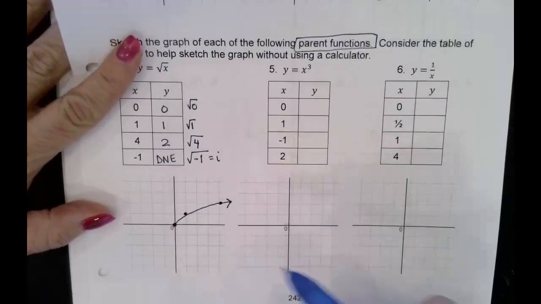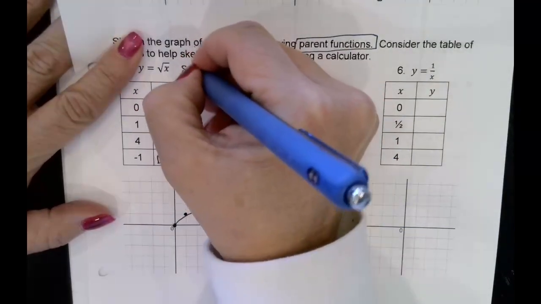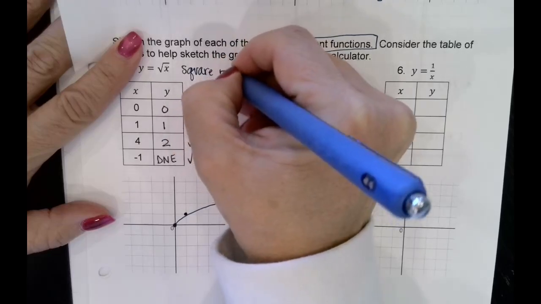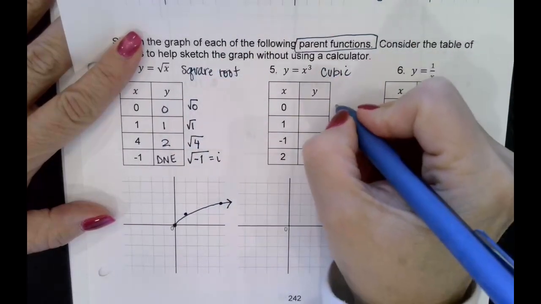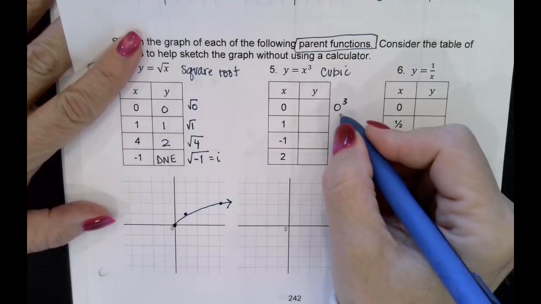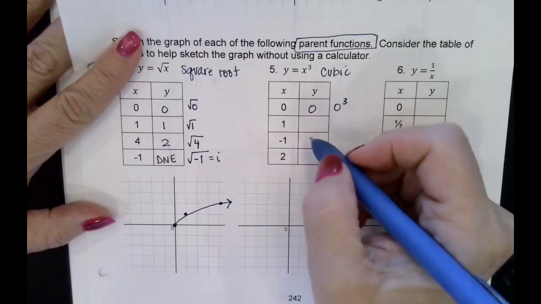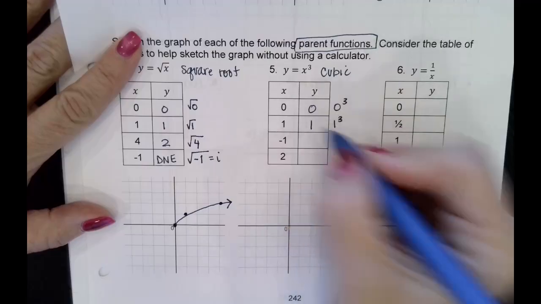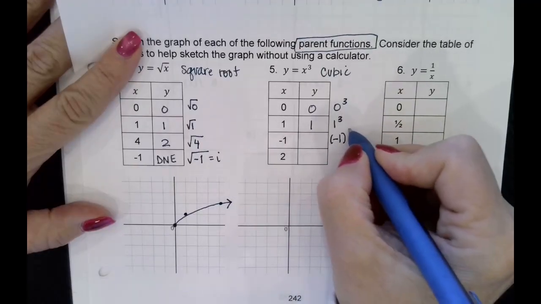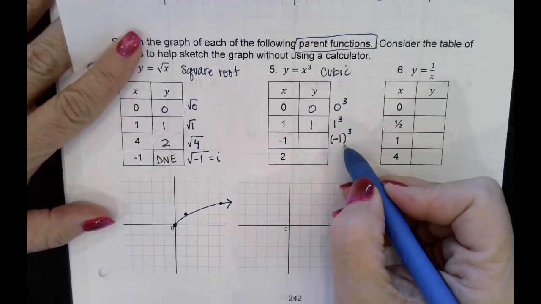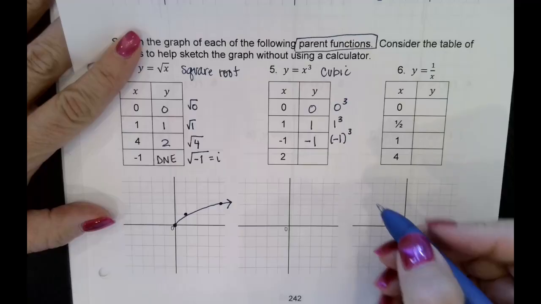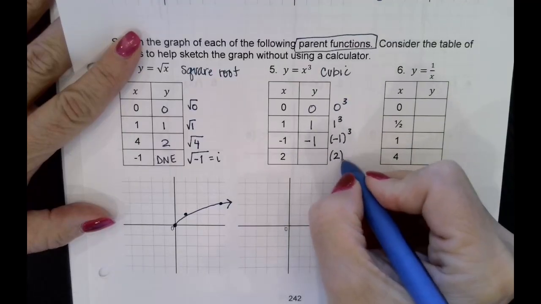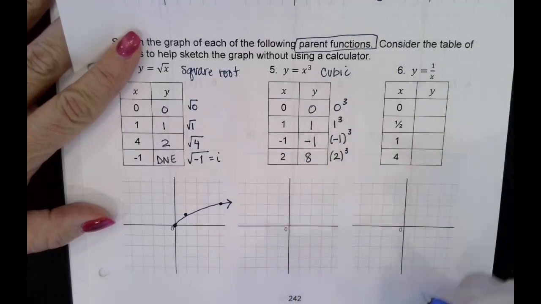All right, so now let's do this one. So this one, obviously we know this is the square root. This one is going to be the cubic function. So what I have here is 0 cubed. Well, 0 times 0 times 0 is still 0. And then I have 1 cubed, which is 1. And now I have negative 1 cubed. Now this is a value. I have negative 1 times negative 1 times negative 1. So because this is negative, this is going to stay negative 1. And then this point is going to be 2 cubed. And 2 cubed is 8.